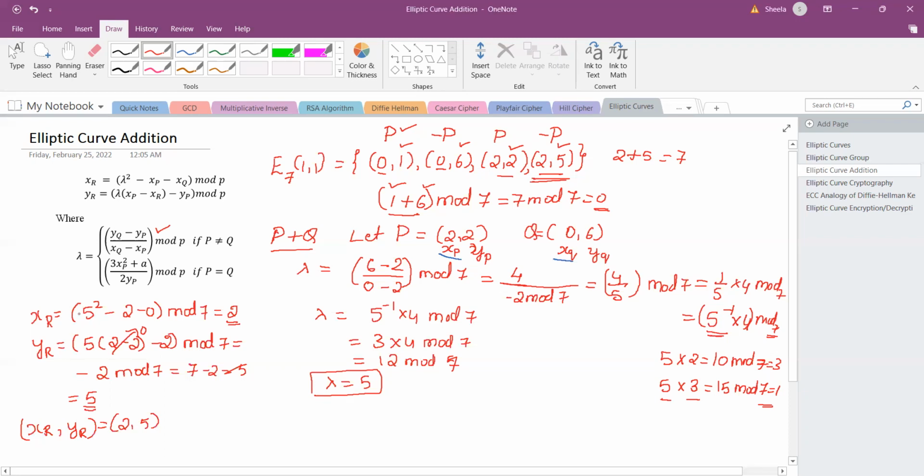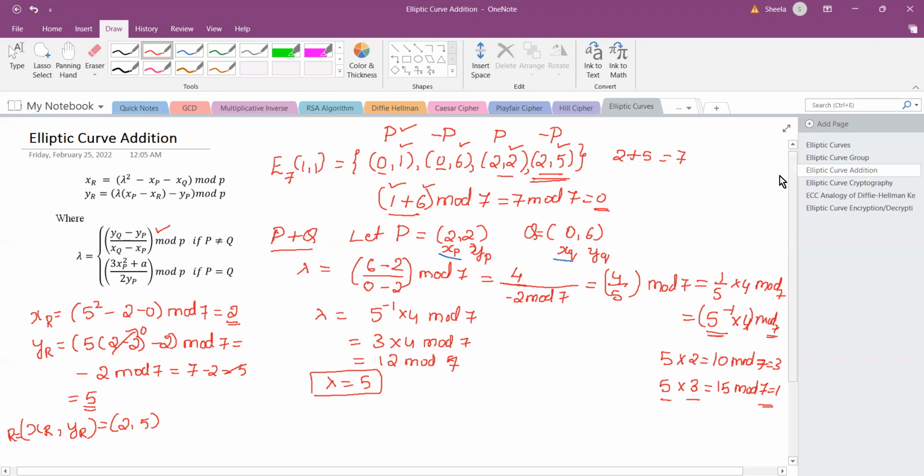Okay, so that is the reason we are going to call this point the resulting point R, which is 2 comma 5. So when we add any 2 points on the elliptic curve, whatever the third point we get is also present in the curve. So that is the reason we call it an abelian group.